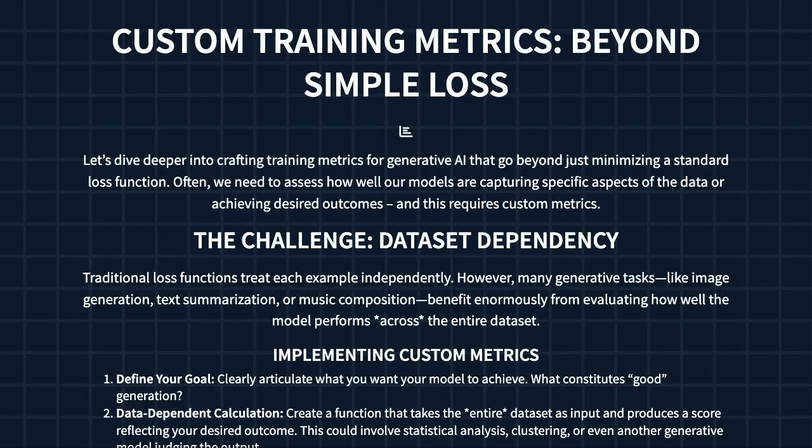To do this, you first need to clearly define what good looks like in your specific task. Then, you'll build a function that takes your entire dataset as input and calculates a score based on those criteria. Finally, integrate this new metric alongside the traditional loss during training, carefully adjusting how much weight each component gets.